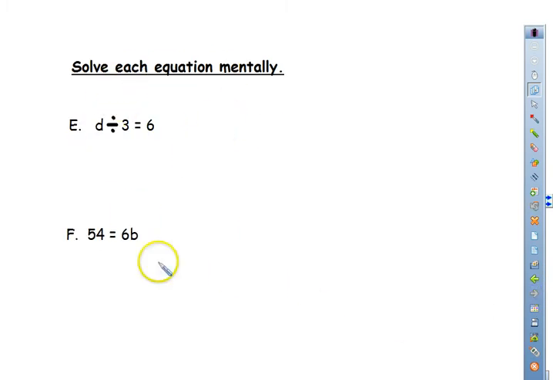It says solve again, each one mentally. You can use either method to solve this. Remember, inverse operation, doing the opposite, will help you get the value of the variable if you are stumped. Or you can again solve them mentally and progress from there. Let's go ahead and hit pause and solve these.